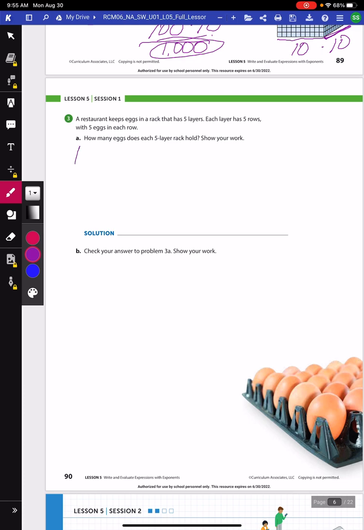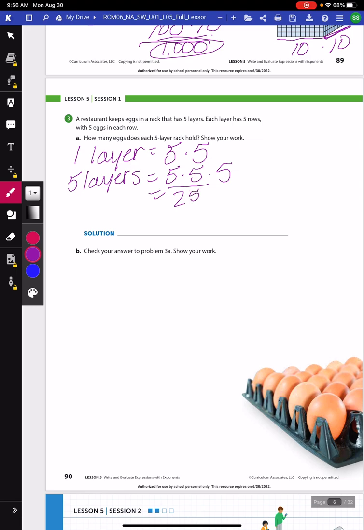So 1 layer equals 5 times 5. And then if there's 5 layers, it would be 5 times 5 times 5. 5 times 5 is 25, times 5 equals 125 eggs for each rack.